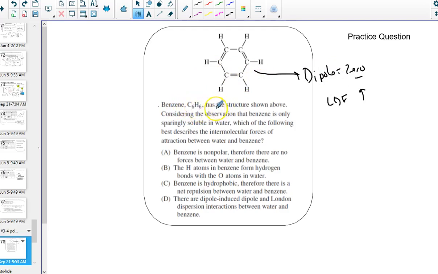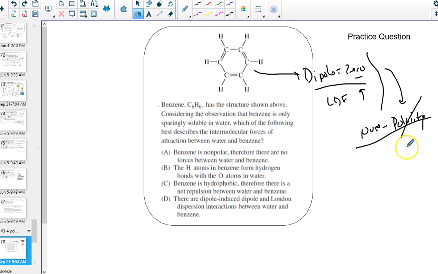Benzene has the structure shown above. Considering the observation that benzene is only sparingly soluble in water, which of the following describes the intermolecular forces of attraction of water to benzene? Again, because I don't have any of this, I would expect the polarity to be essentially nonpolar, right? Nonpolar. So why would there be an attraction to water? There are no charges, no partial charges to attract to water. So I would expect this to be minimal.